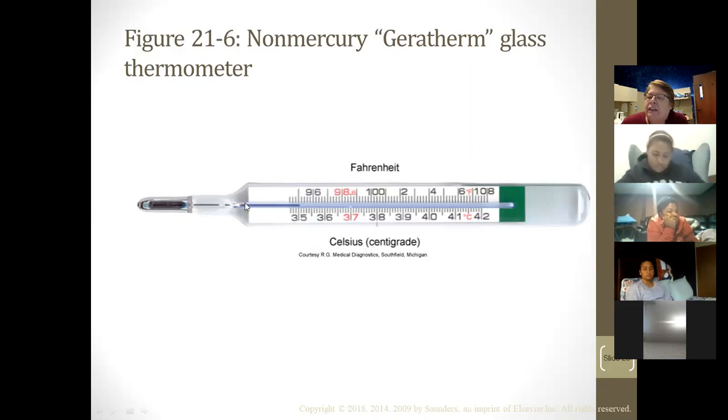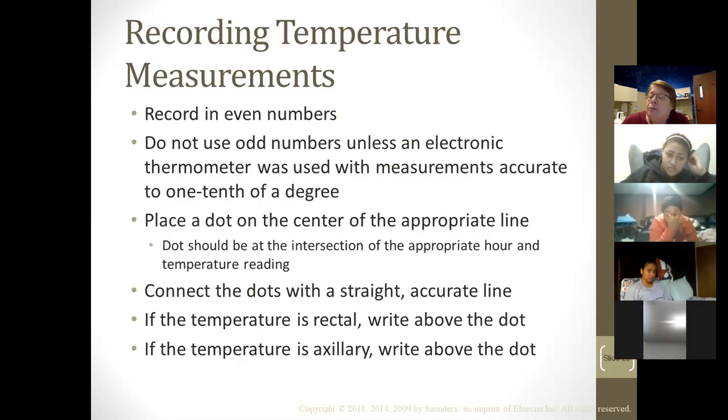But this little line here is what goes up and down when you're taking the temperature. And so you will see it rise. Usually if it's somewhere here in this red area, you're okay. Anything higher than that, you have a fever. It goes up by 2s: 96, 98, 100, 102, etc. You always have to shake those down, so that the level of the material is below 98.6. Record your temperature in even numbers unless you're using an electronic thermometer.